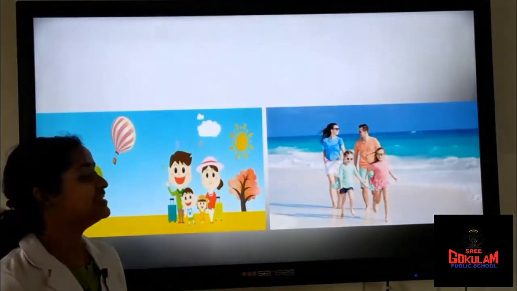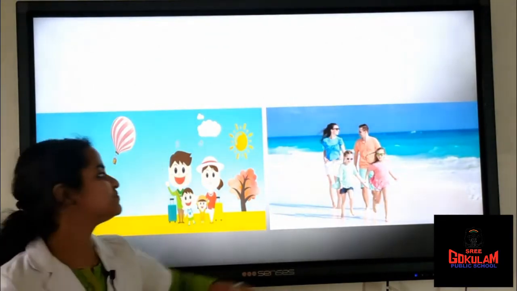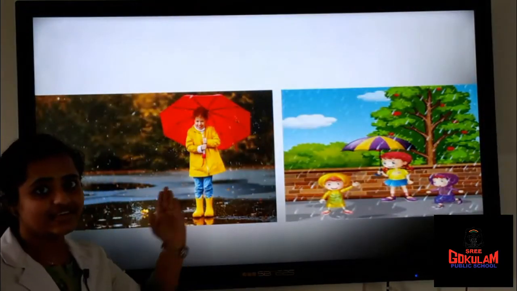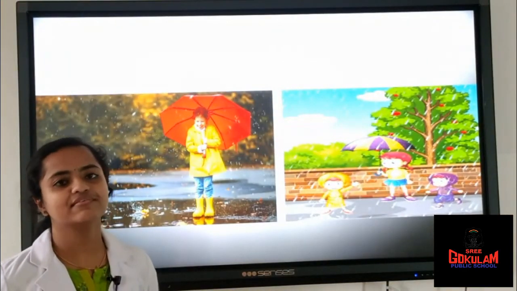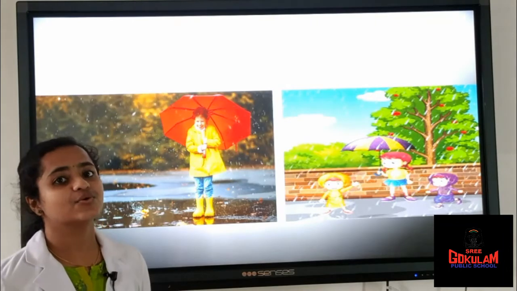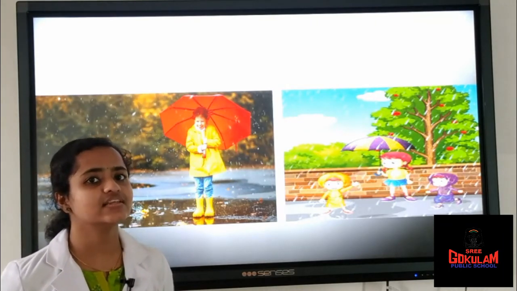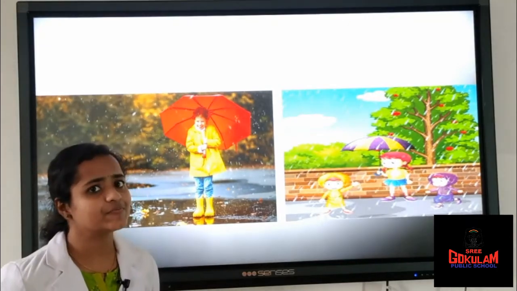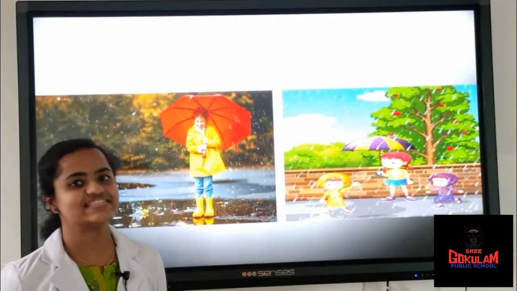Okay. The next season that we are going to learn is rainy season. See, we usually use umbrellas and raincoats during rainy season, isn't it? So, what type of clouds do we have during rainy season? White or grey? Yes, we have grey clouds during rainy season.